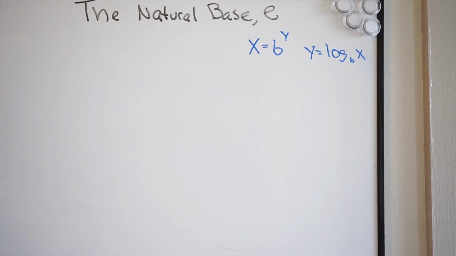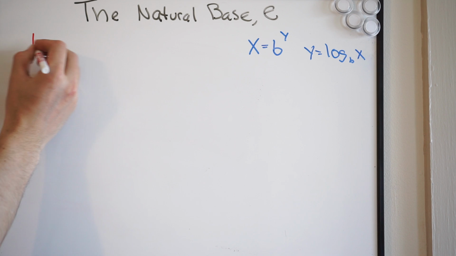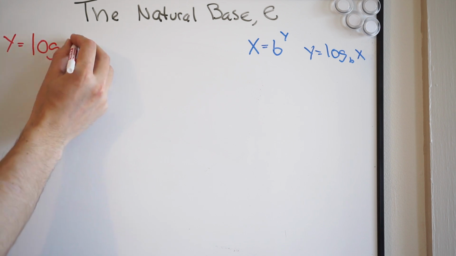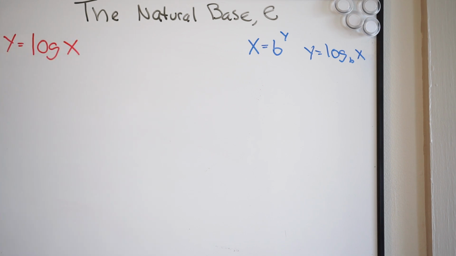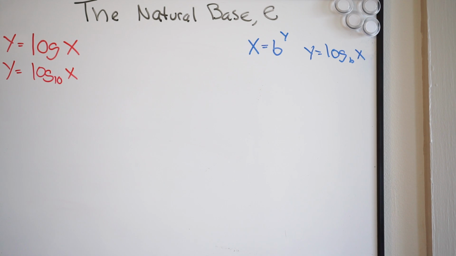So for example, if you had a log written like this, y equals log x, well, we know that this naturally has a base of 10. So for example, this really has a base of 10, but we don't write it, okay? We just know it's there. Well, if I erase this, what if you have this?